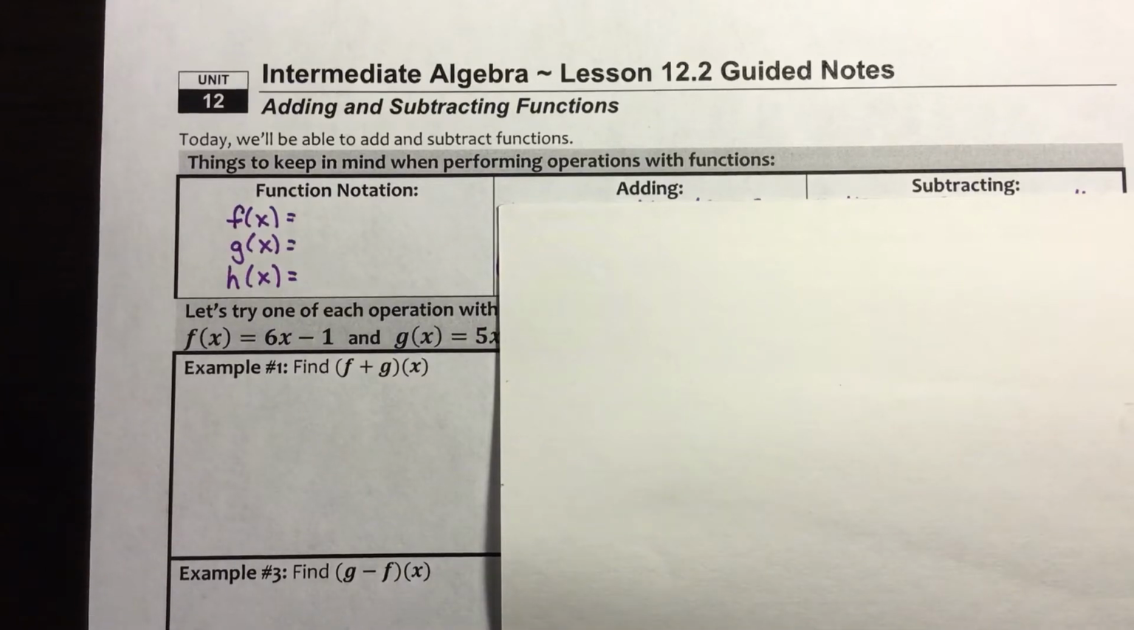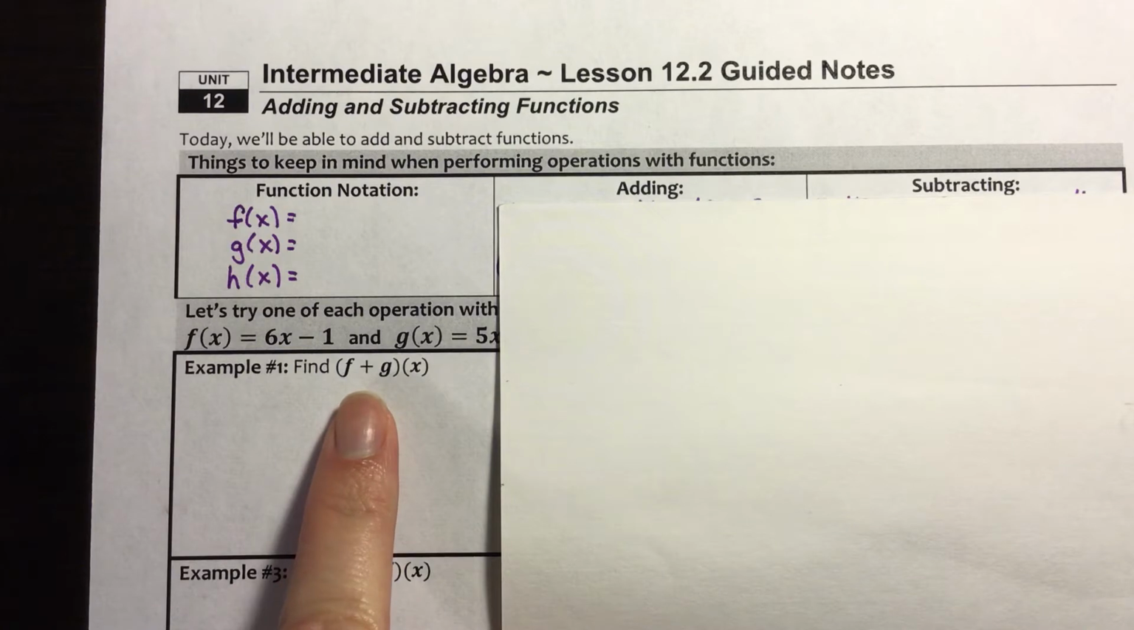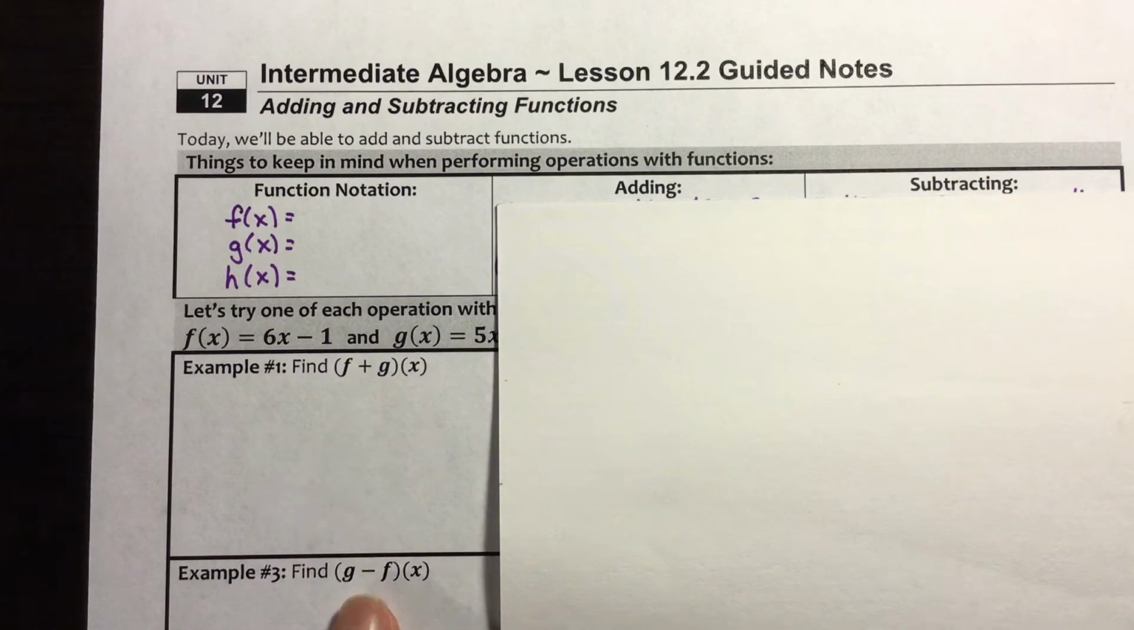We are back with lesson 12.2 for intermediate algebra. This is adding and subtracting functions. So our problems are going to look, instead of just like f of x equals a number or f of 5 equals something, we're going to have things like f plus g of x or f minus g or g minus f of x, things like that.